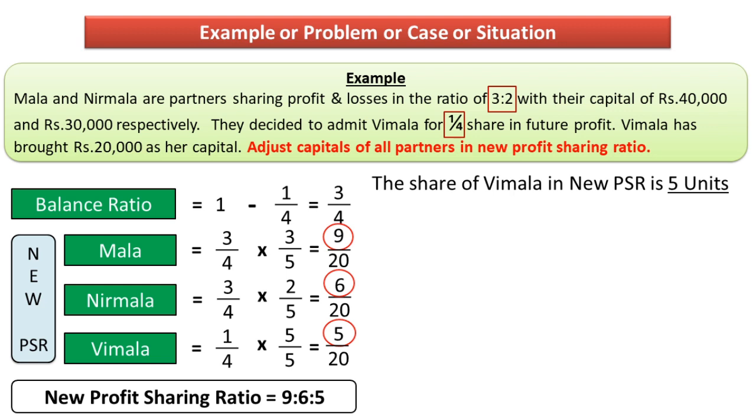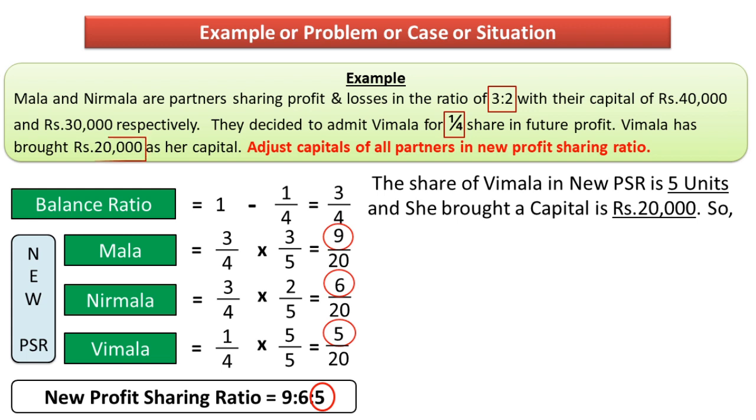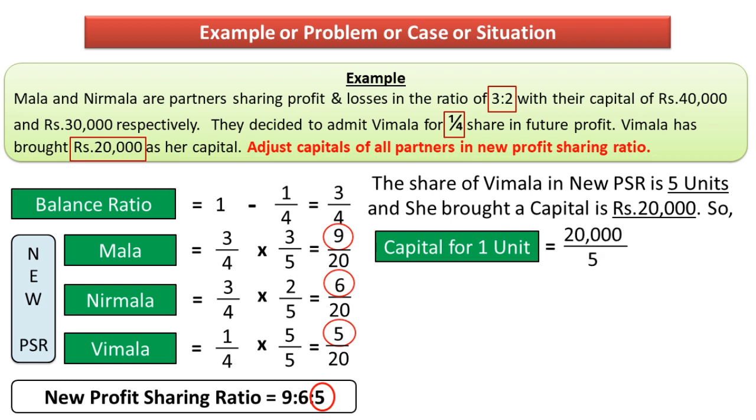So share of Vimala in the new profit sharing ratio is 5 units and she brought a capital of rupees 20,000. So we can calculate capital per unit, or capital for 1 unit, which is 20,000 divided by 5, equal to rupees 4,000. Now this is per unit capital.